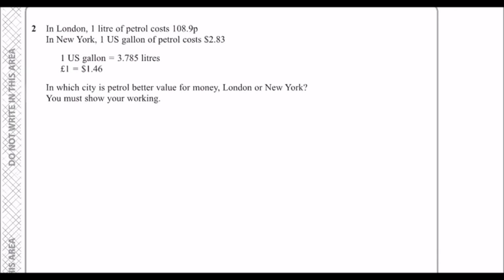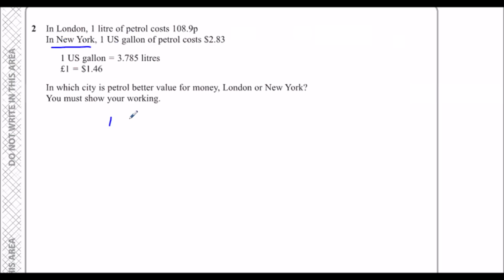Question 2. In London, 1 litre of petrol costs 108.9p. In New York, 1 US gallon of petrol costs $2.83. So we've got a conversion: 1 US gallon is 3.785 litres, and £1 is $1.46. We need to make them the same to compare them. The question is, which is better value for money? So which is cheaper? We're going to change New York into pounds.